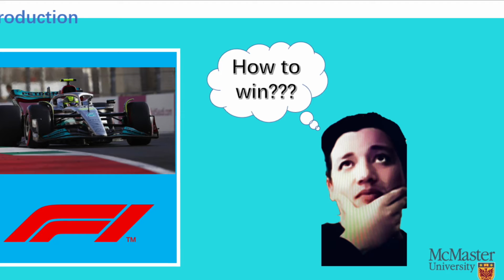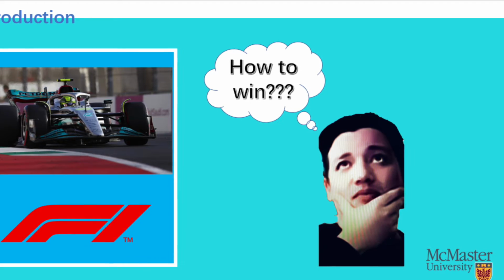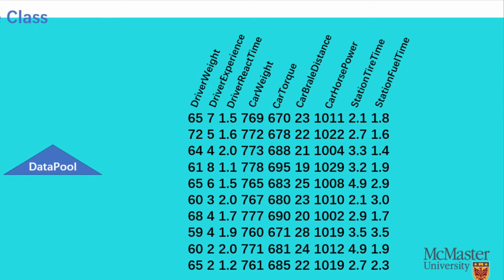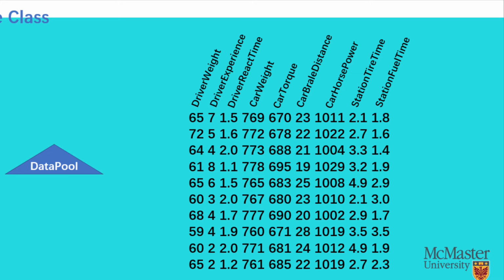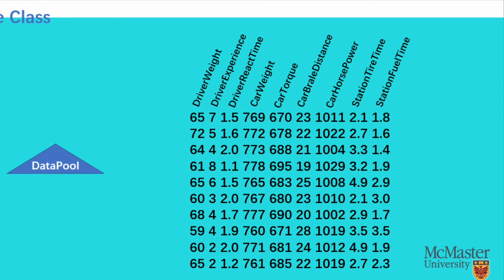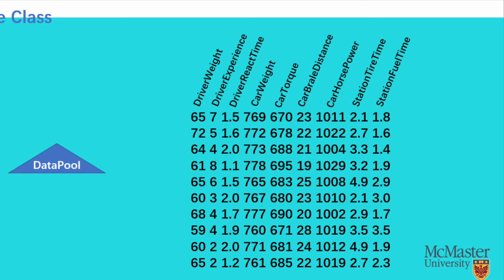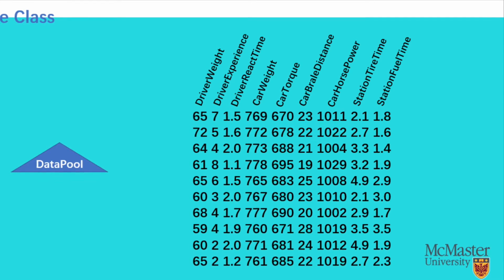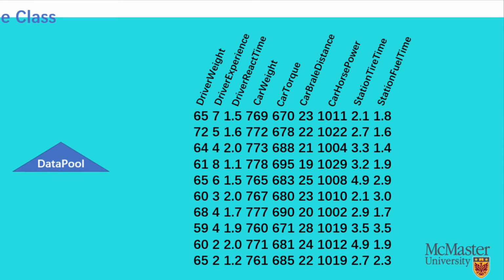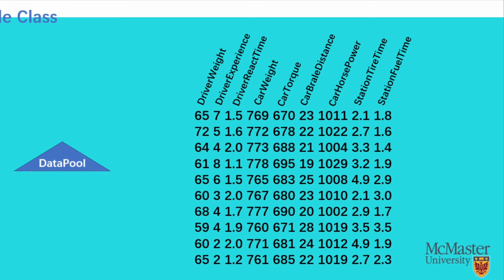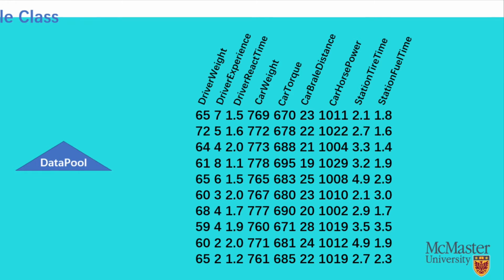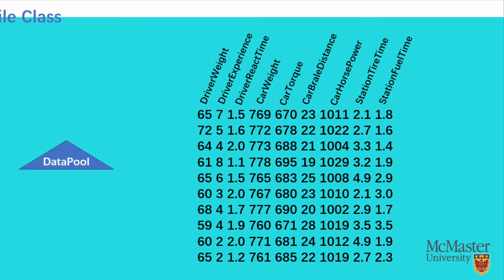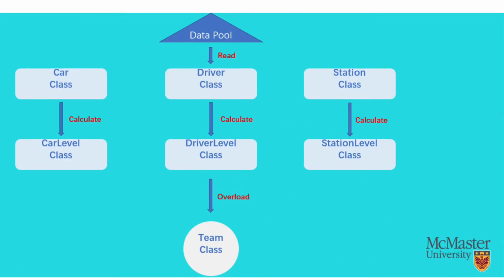Our group has written such a program to simulate a set of racing conditions for the participating teams. This is the TXT, which illustrates the main data of a racing team. This data is called a data pool, which will be read in main. There are totally 9 items: driver weight, driver experience, driver react time, car weight, car torque, car brake distance, car horsepower, station tire time, and station fuel time. These data will be read in main and used in the classes in the next level.